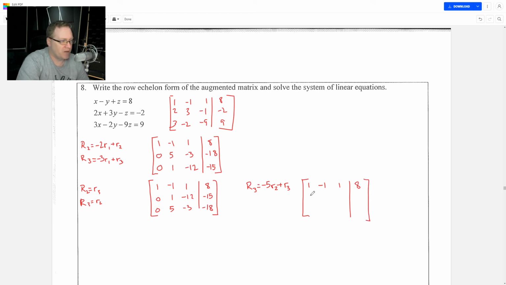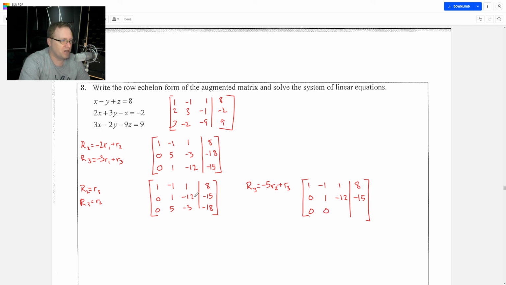And then we're going to have 0, 1, negative 12, negative 15. And then row 3 is going to change. We're going to have 0. This is not going to change because negative 5 times 0 plus 0 is just going to be 0. But then we're going to have negative 5 times 1 is negative 5, plus 5 gives us a 0.